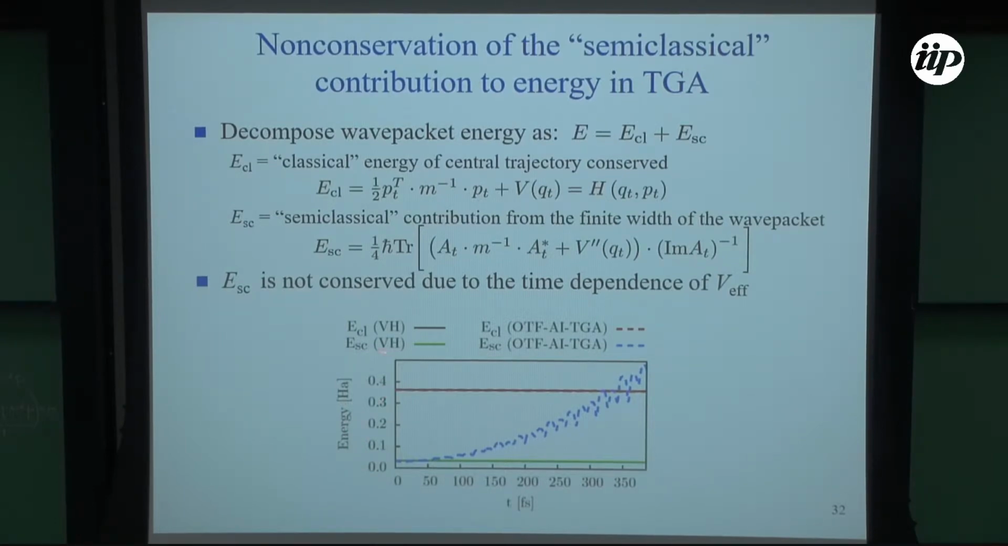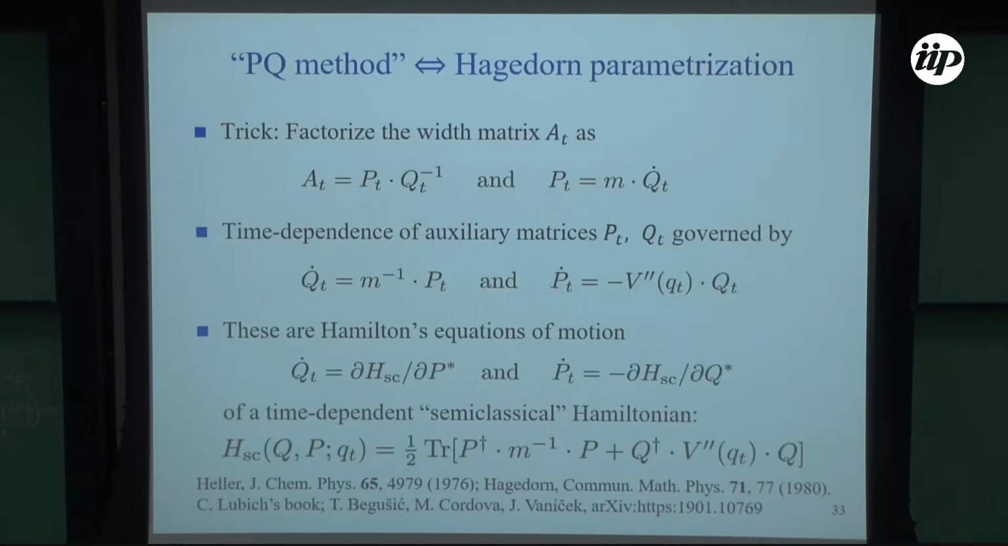So this is the red line. It's exactly conserved because it uses the exact time-independent Hamiltonian. But the semi-classical one uses an effective time-dependent Hamiltonian, and it goes up. But this splitting is actually very interesting.